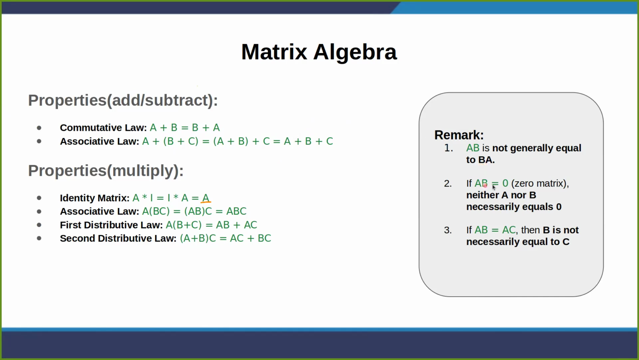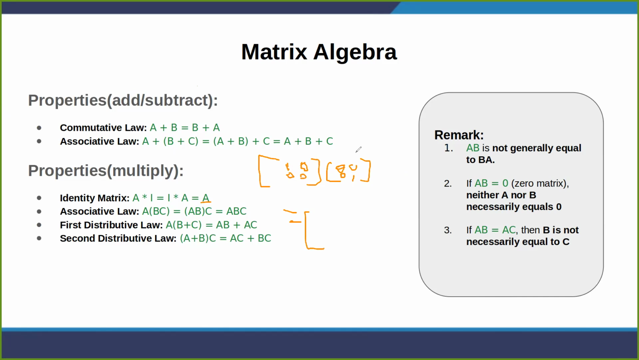If AB equals 0, that is the zero matrix, then neither A nor B necessarily equals 0. So I can give you one example of this, a popular example. You can take 1 0 0 0. This is not a zero matrix, right? This is not a zero matrix. Then 0 0 0 1. So what is its answer?